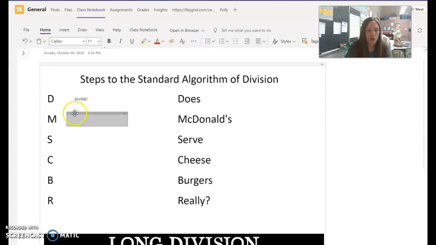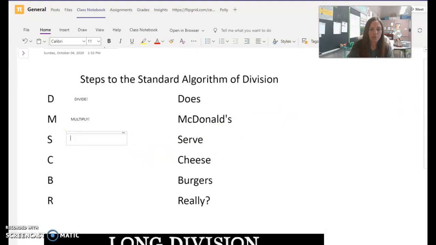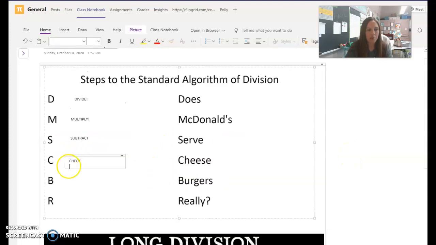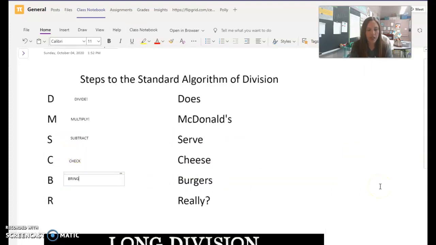The M stands for multiply. Now, obviously, since I am doing this, you should be doing it too. It is part of your assignment. The S stands for subtract. The C stands for check. The B stands for bring down. And the R stands for repeat or remainder.